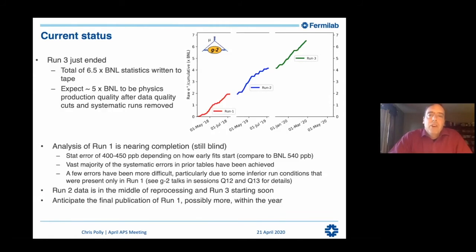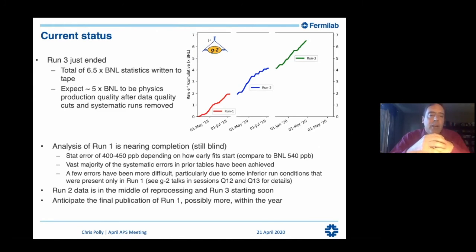So just to finish by telling you the current status of the G-2 experiment, run 3 just ended. You can see the collection of our decay positrons on the right in units of the number of times BNL statistics we've sent to tape. We now have a total of about 6.5 Brookhavens that have been written to tape, and we expect roughly about 5 of those to be physics production quality after data quality cuts and systematic runs are removed.